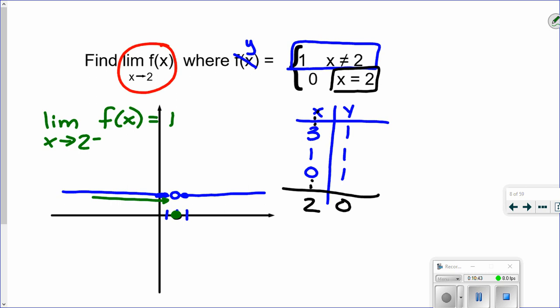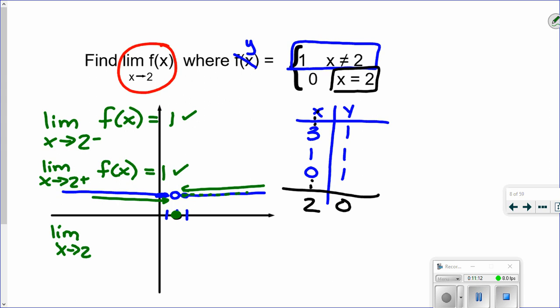The limit is what we expect to have happen, and the y value is getting closer and closer to 1. If we look at it from the positive side, the same thing is happening. The y value is still 1, and all of a sudden we would expect it to be 1. So since the left-hand side is 1 and the right-hand side is 1, we can say the limit as x approaches 2 of this function is 1.